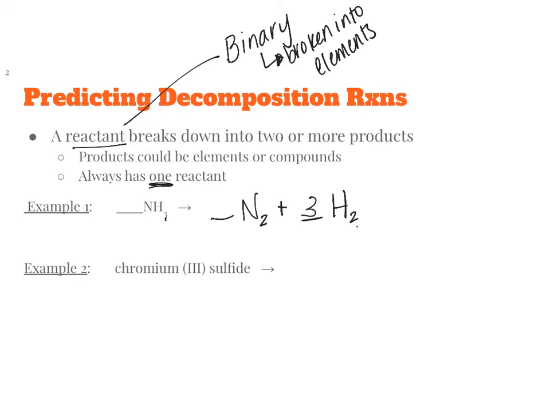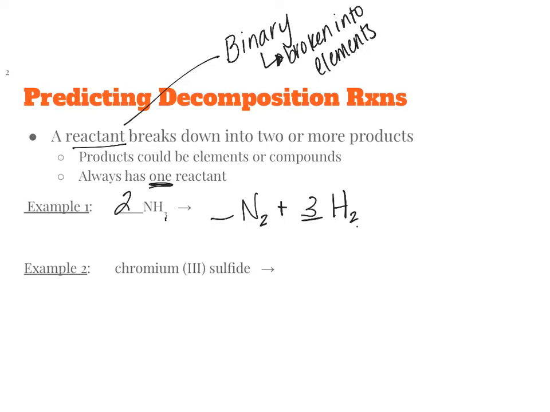I'd have to put a 3 here. Remember that your coefficient multiplies your subscript. And over here, I would have to put a 2. All right, so here, when I did that, my hydrogens balanced out. And by putting that 2 in front of my ammonia here, I'm also balancing out the nitrogens on both sides.